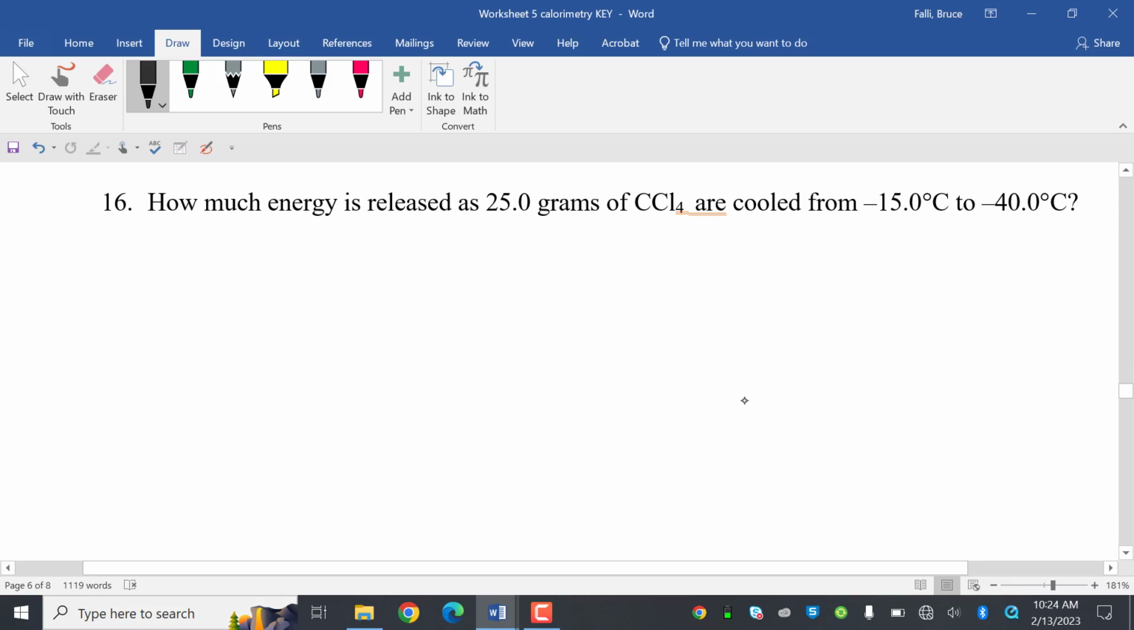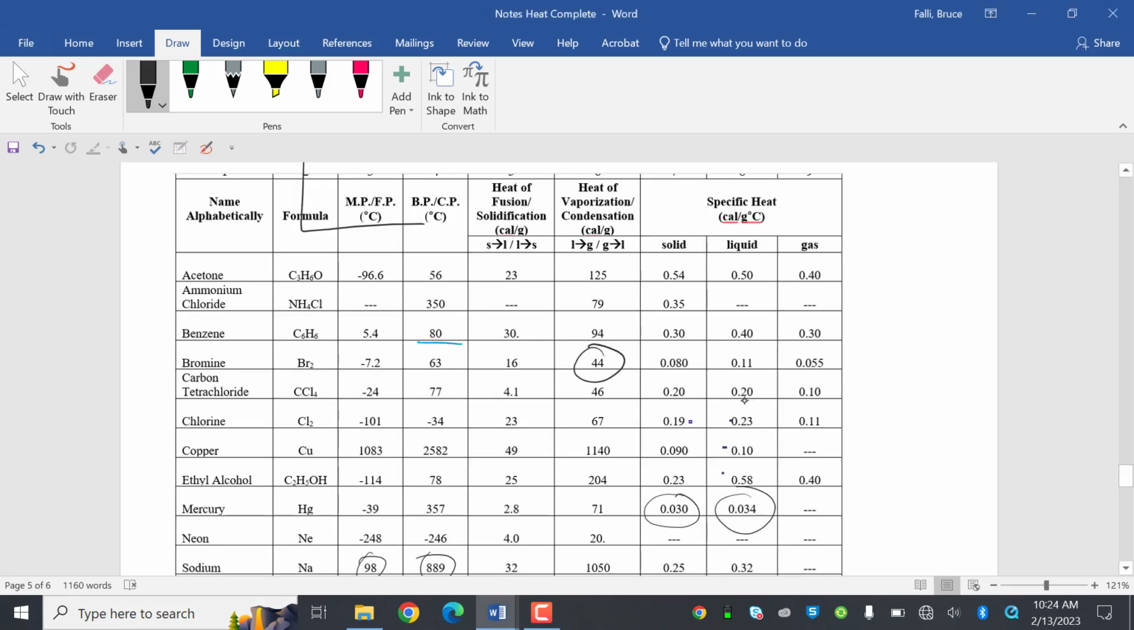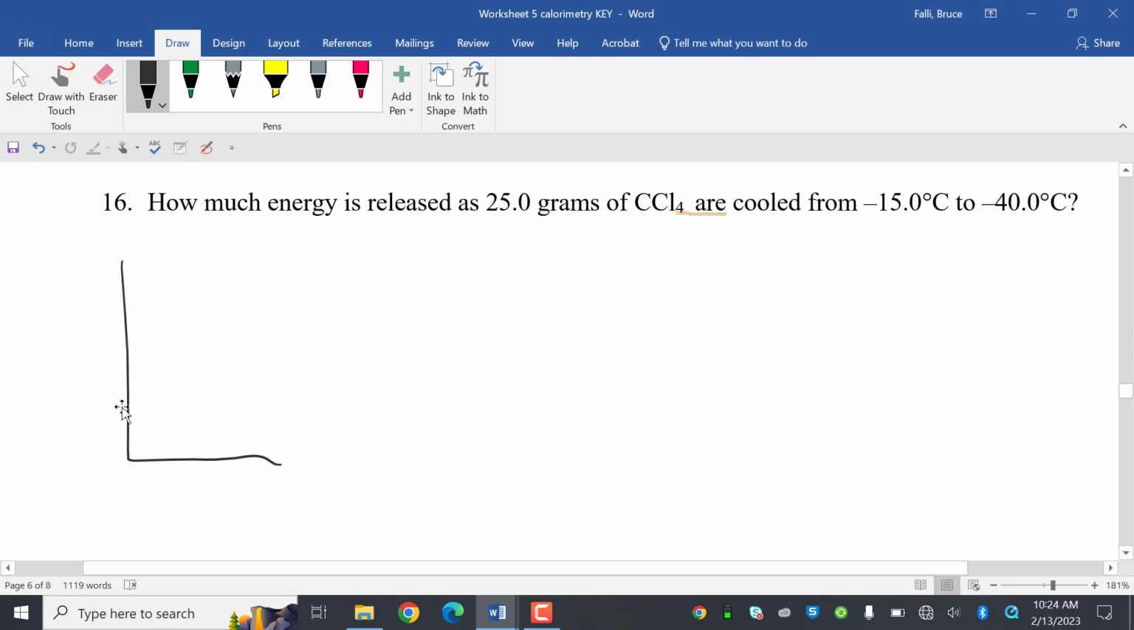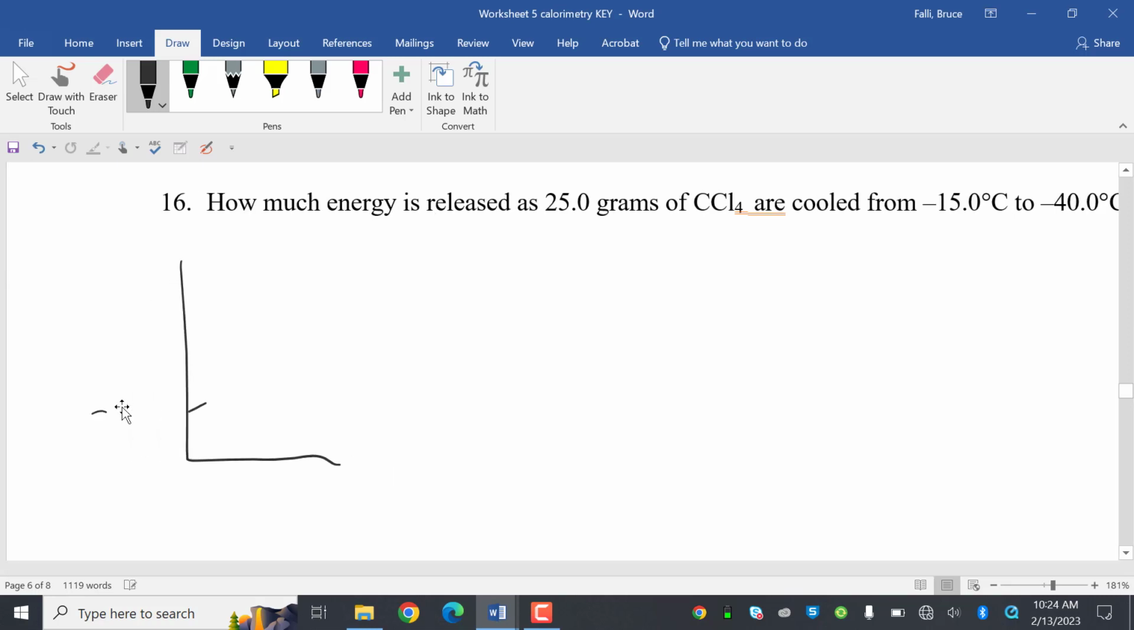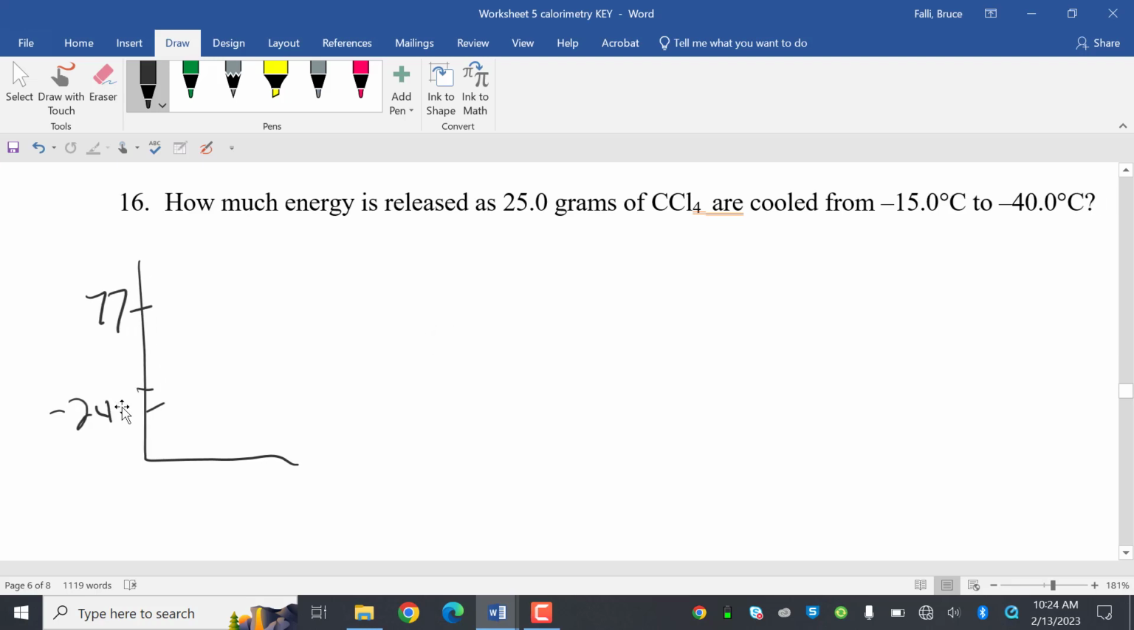How much energy is released from 25 grams of CCl4? CCl4. Negative 24 to 77. I'm going from negative 15 to negative 40.